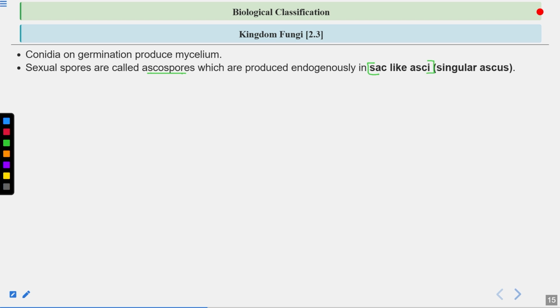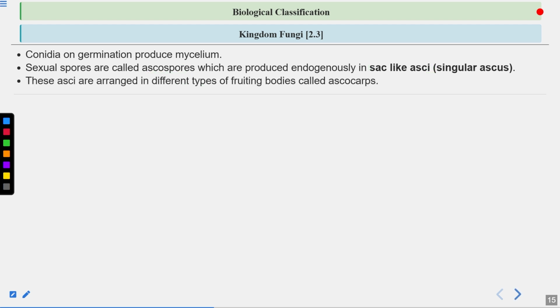So how many ascospores are produced? Eight ascospores are produced. And how are they produced? By meiosis, and then after meiosis, mitosis also occurs. So meiosis forms four cells. Okay, after meiosis, four cells are formed, and in these four cells mitosis occurs, and from four cells, eight cells are produced. So eight ascospores are produced. Remember this. Fruiting bodies: what is the fruiting body here? It is the ascocarp. So these asci are arranged in the fruiting bodies known as ascocarp.